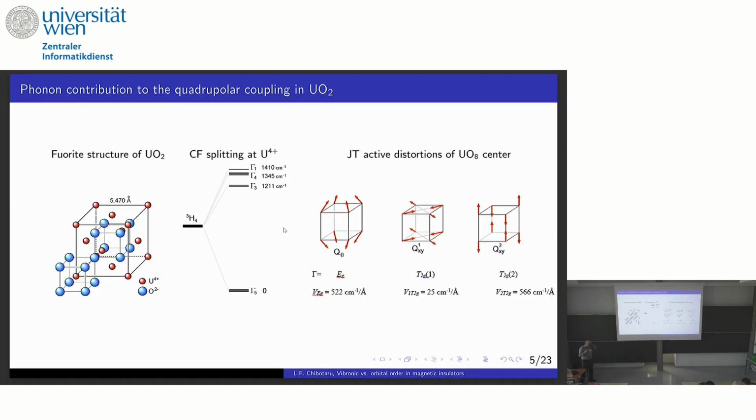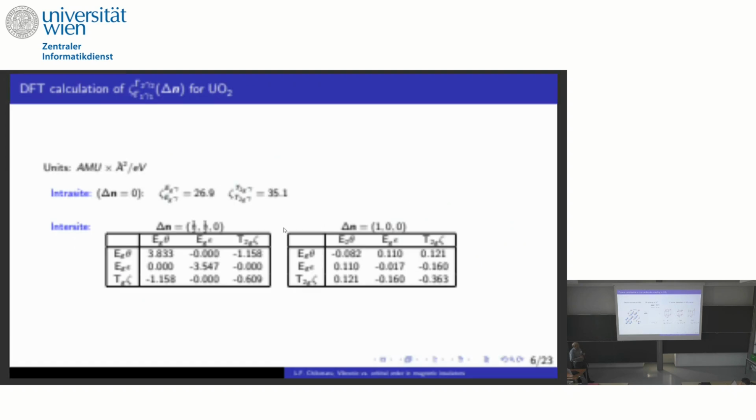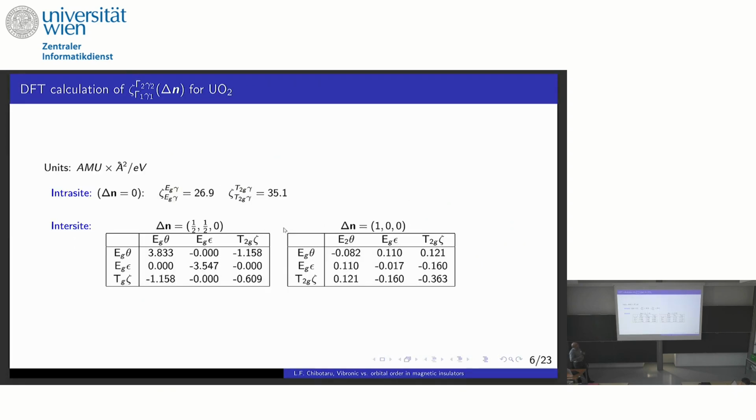So how important are these effects? First, we consider an example of UO2, very well known. So this is a fluorite structure. These are the active distortions. The vibronic constants were calculated by crystal field a long time ago. So we are in the ground multiplet of gamma 5, threefold degenerate. And these are calculated by DFT, the elements of the zeta matrix, which enters in the definition of the coupling.